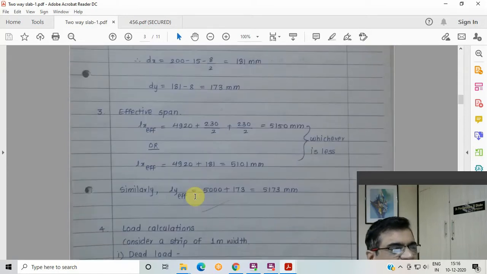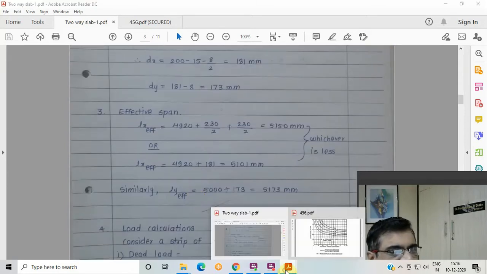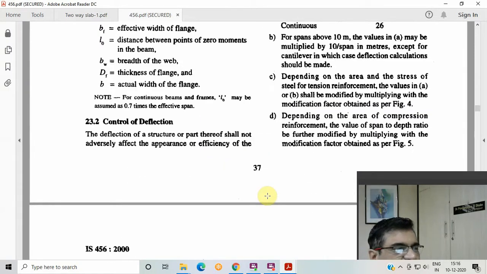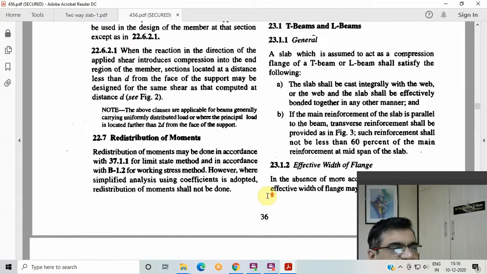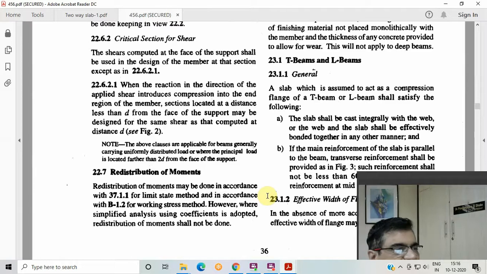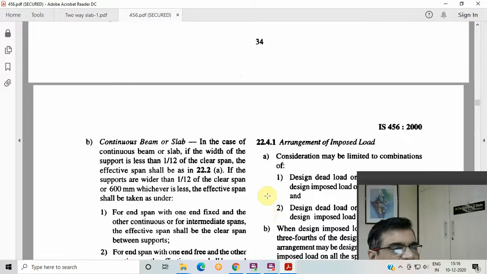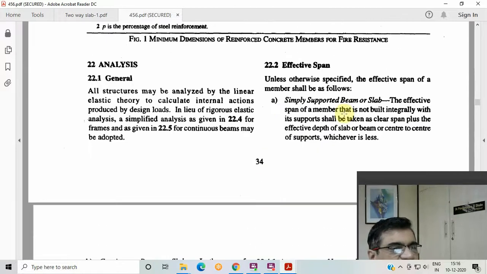Now calculate effective span. For effective span, again we'll use the clause given in IS code, 22.2, which is related to effective span. This is the clause for effective span. For a simply supported beam or slab, the effective span of a member that is not built integrally with its support shall be taken as clear span plus the effective depth of slab or beam, or center to center of supports, whichever is less.